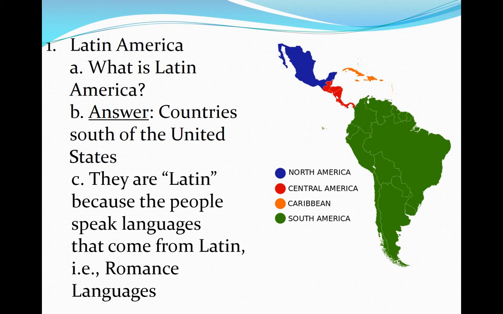Mexico is going to be included in Latin America. You have Central America there in red. You have the Caribbean nations and Caribbean islands. And then, of course, you have South America as well. And they are going to get their name Latin because they are people that speak languages that come from Latin. In other words, the Romance languages, languages that are derived from ancient Latin from the Romans. So you're going to have Spanish, obviously being the big one, but you're also going to have Portuguese in there as well in Brazil.